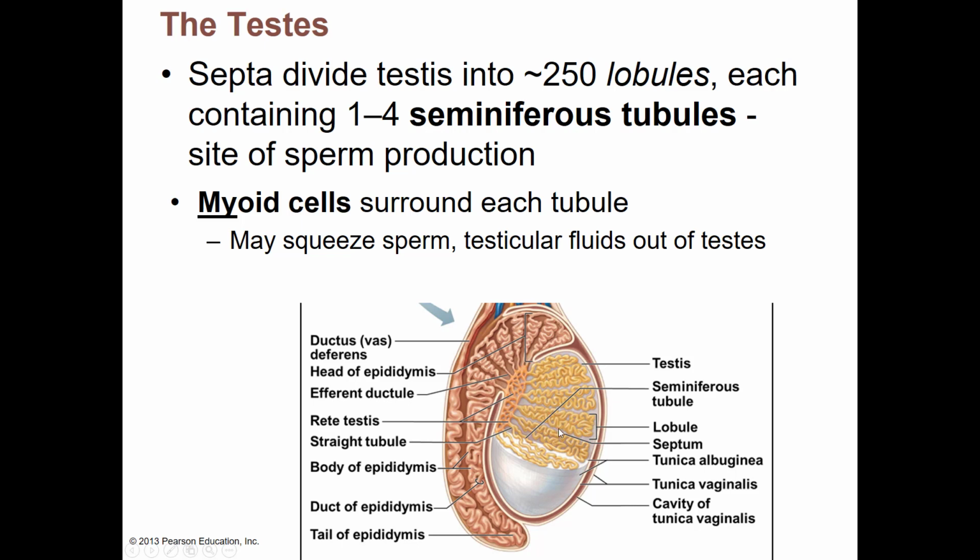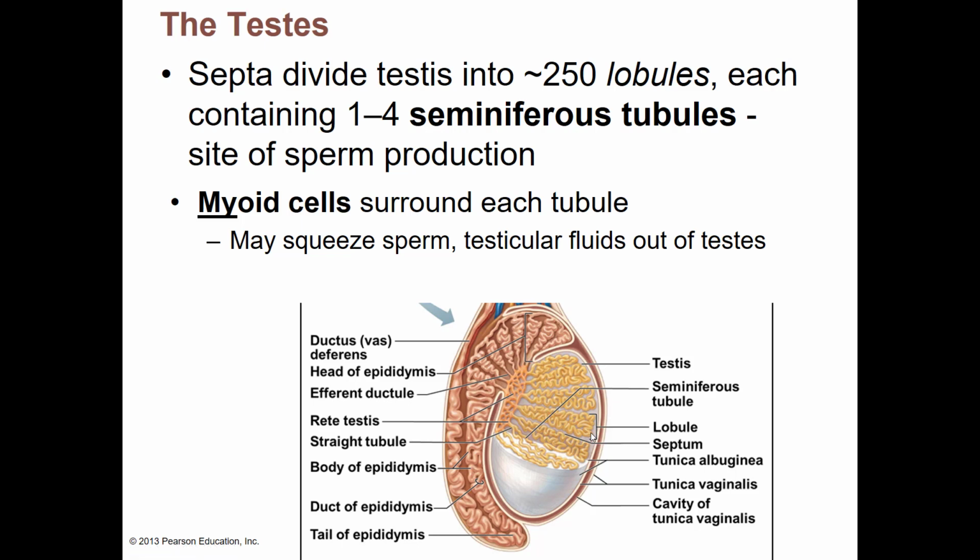Now, some of the cells that surround these tubules are known as myoid cells. And anything that has "myo" in it means muscle. And so these are kind of muscle-ish cells. They're not made of muscle tissue, they're still a cell. But the cells that are around here can try to squeeze the sperm a little bit and try to get those sperm and any testicular fluids out of the testes. They're not the only thing that helps move them along, but they help.